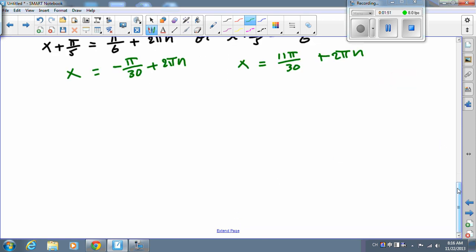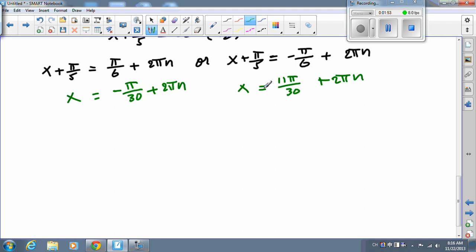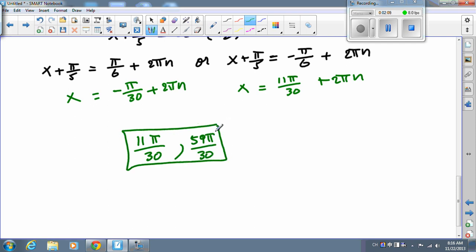If I want to know all the specific solutions, I would say 11 pi over 30 is one of them. The next one will come from here, and if I multiply this, that will be 60. That will be 59 pi over 30. Those are the two solutions possible for this.